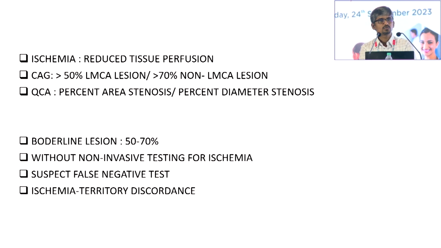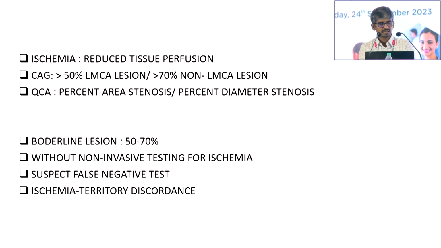Basically, we know how ischemia is caused angiographically. Angiography shows any lesion more than 50 in the left main or more than 70 in the non-left main lesions are significant. The other way of finding the significant lesion is by quantitative coronary angiogram, QCA. It gives the percent area stenosis or percent diameter stenosis.